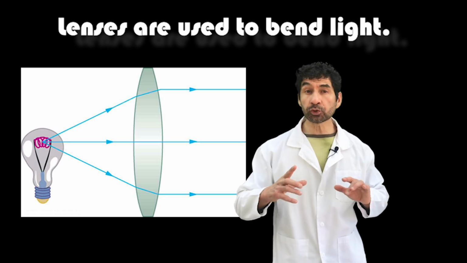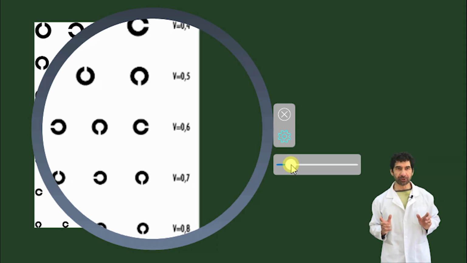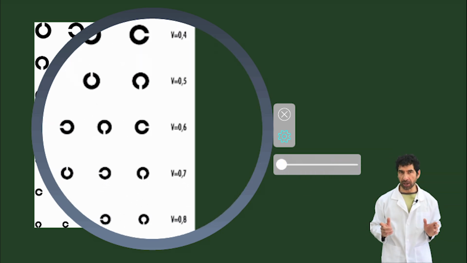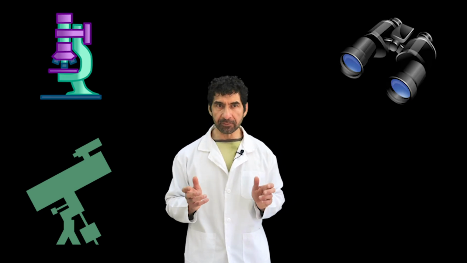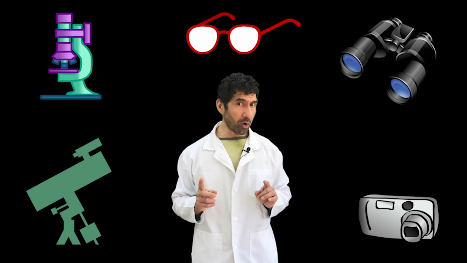Lenses are used to bend light. This makes objects seen through a lens look bigger or smaller than they really are. Telescopes, binoculars, microscopes, cameras, and eyeglasses all have one or more lenses.